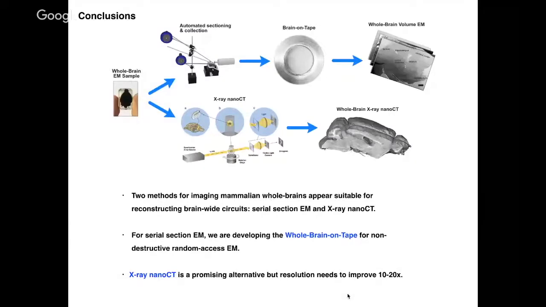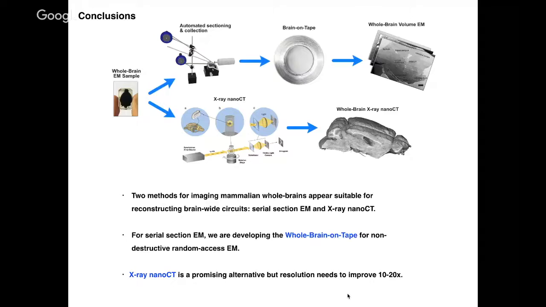So I would like to conclude by saying that there are two methods that I presented that appear suitable for reconstructing brain-wide circuits: serial section EM and X-ray nano-CT. For the serial section EM, we've been developing the whole brain on tape for non-destructive random access EM. X-ray nano-CT is a promising alternative, but resolution needs to improve by 10 to 20x before synapse level circuit reconstructions are possible.